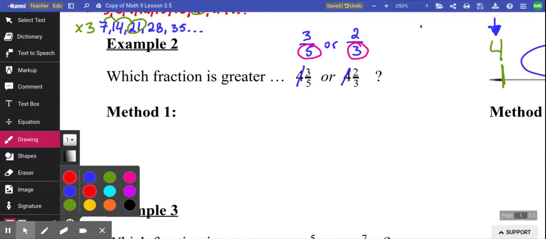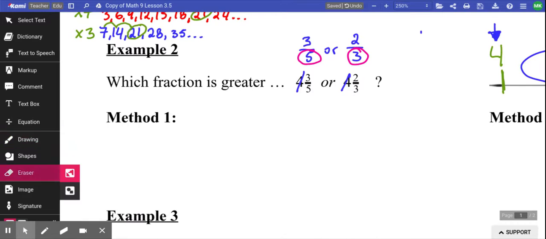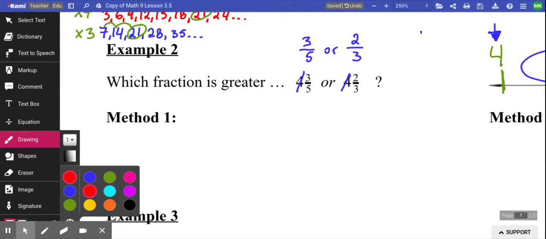So when I'm comparing these things, I'm going to multiply the first one by 3, top and bottom. I'm going to multiply the second one by 5, top and bottom. And it gives me equivalent fractions. So the first one would become 9 over 15. The second one would become 10 over 15.